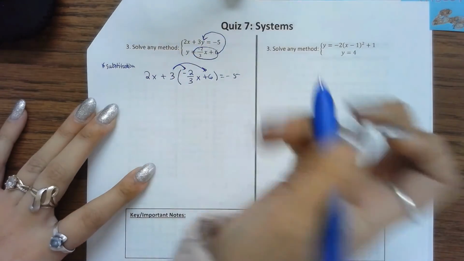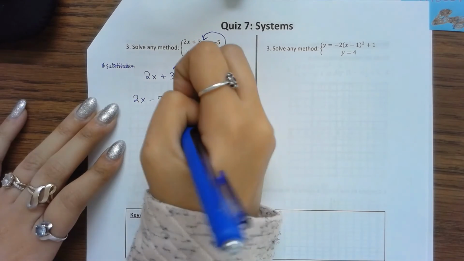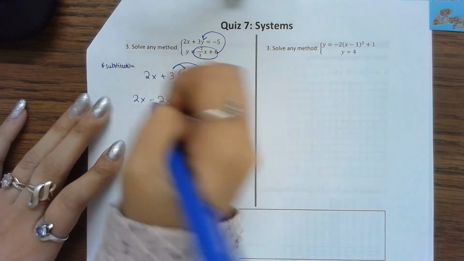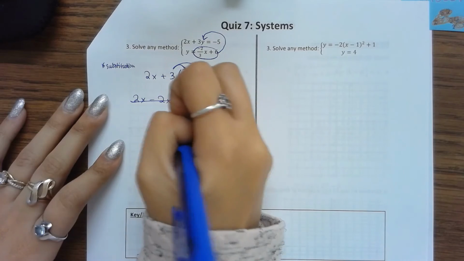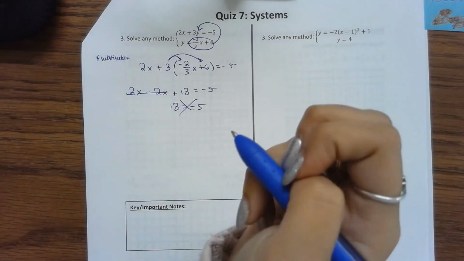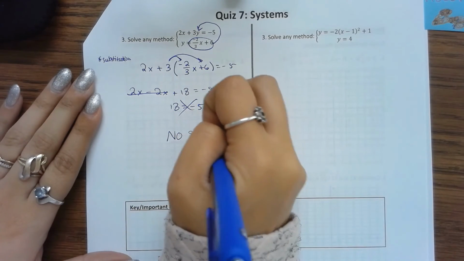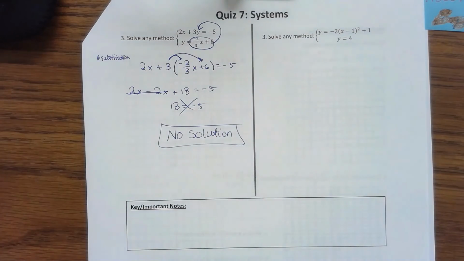I can go ahead and distribute now to get 2x minus 2x plus 18 equals -5. Those cancel out and we end up with 18 equals -5, which is not possible. And that leads us to say no solution for this problem.